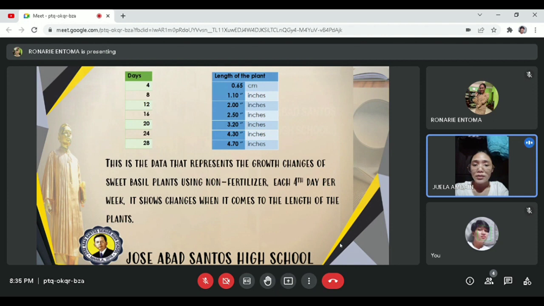This data represents the growth changes of sweet basil plants using non-fertilizer each fourth day per week. It shows changes when it comes to the length of the plants. At 0.6 cm in the fourth day, 1.1 inch in the 8th day, 2.8 inch in the 12th day, 2.5 inch in the 16th day, 3.2 inch in the 20th day, 0.43 inch in the 24th day, and 4.7 inch in the 28th day.